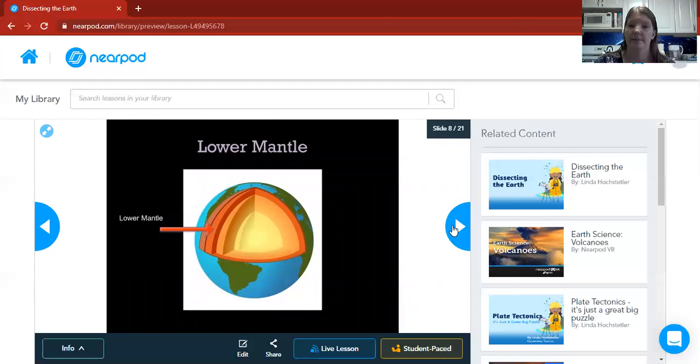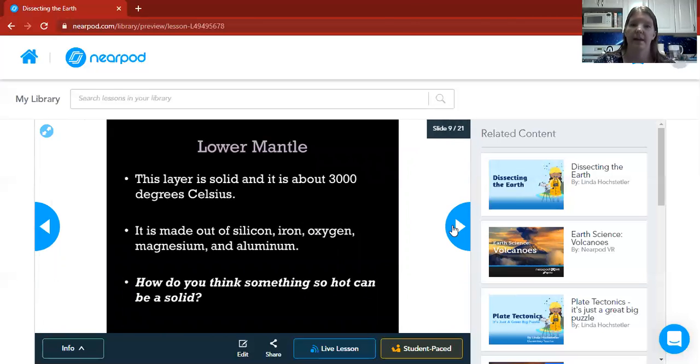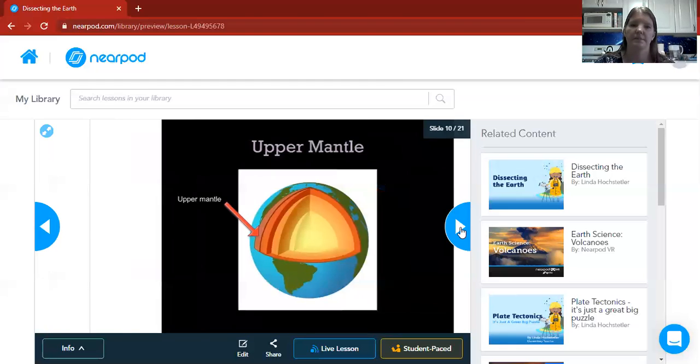The lower mantle. This layer is solid and is about 3,000 degrees Celsius, which is still really, really hot. It's made of silicon, iron, oxygen, magnesium, and aluminum. So some more metals. How do you think something so hot can be a solid? That's something to think about. Why is it so hot, yet it's solid?